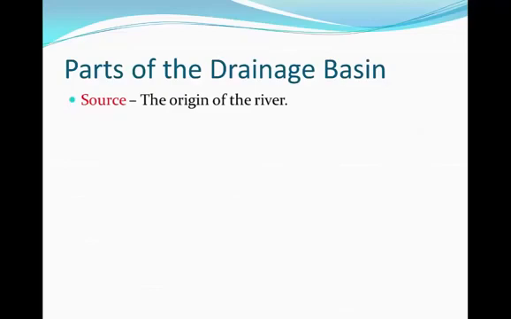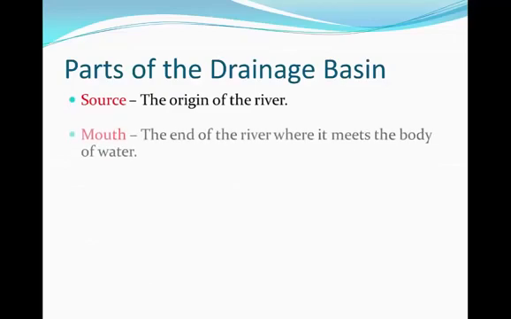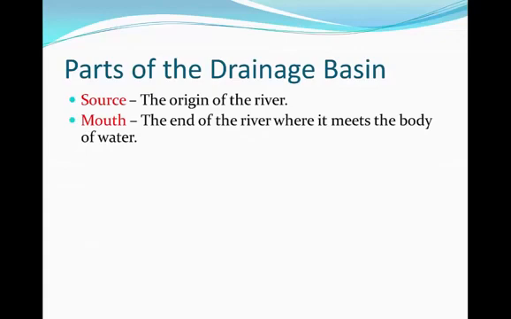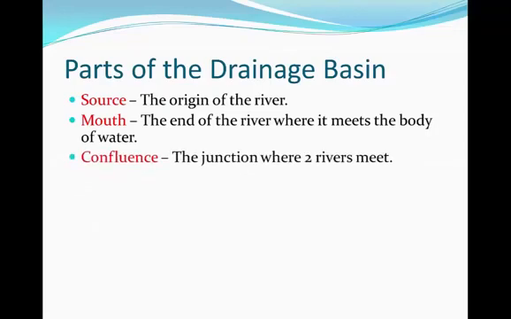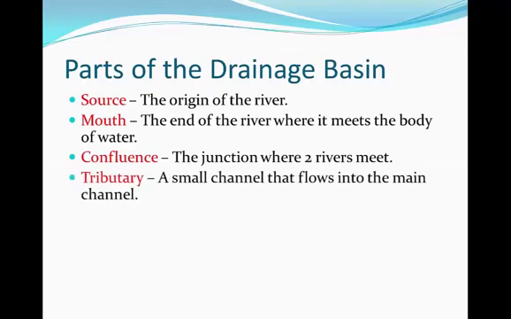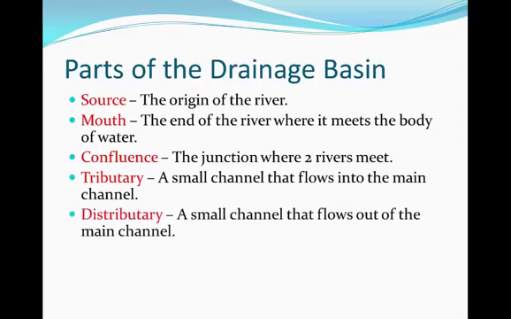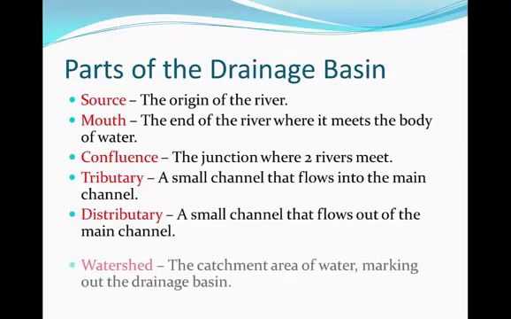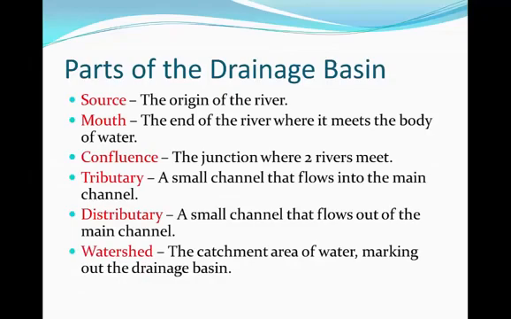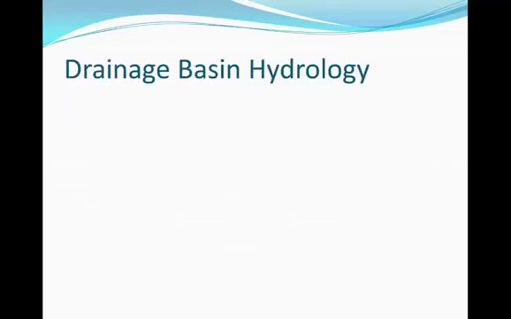The source is just basically the origin of the river. The mouth is the end of the river where it meets the body of water. So for example, whenever the Thames ends and meets the body of water which runs into the sea. The confluence is the junction where two rivers meet. Don't confuse this to a tributary though, which is the small channel that flows into the main channel. And of course, a distributary is the complete opposite. It's just a small channel that flows out of the main channel. And the watershed is the catchment area of the water, marking out the drainage basin.